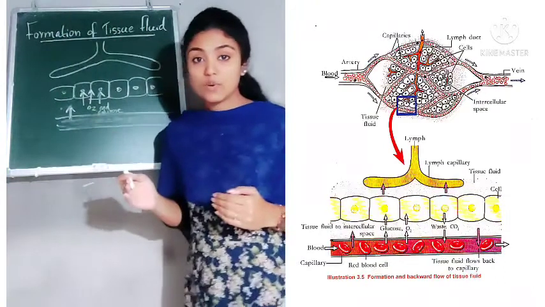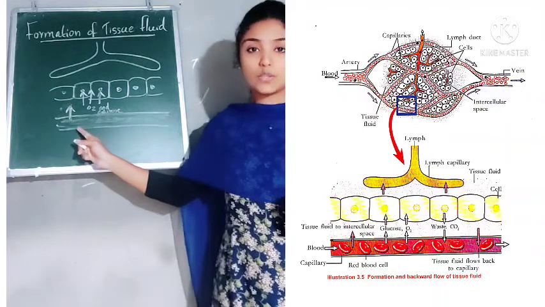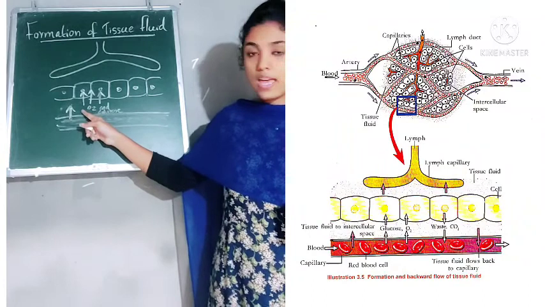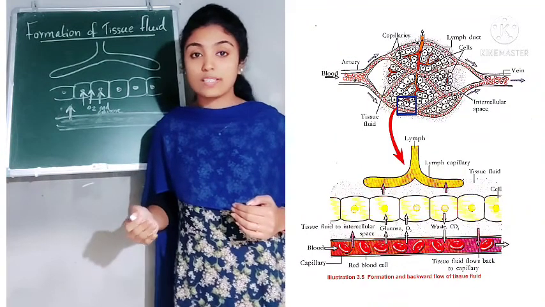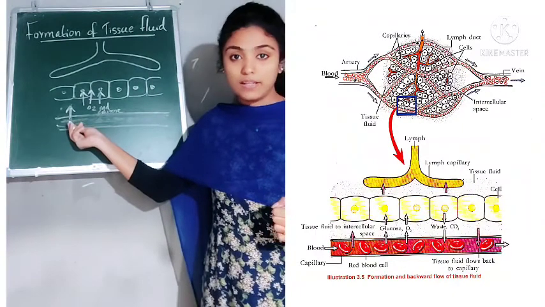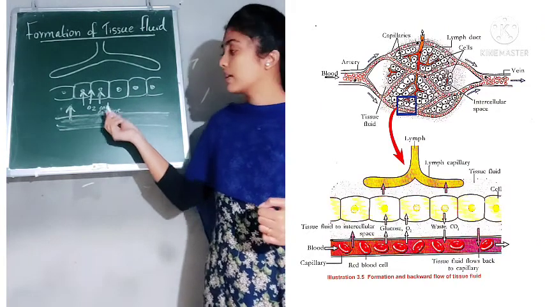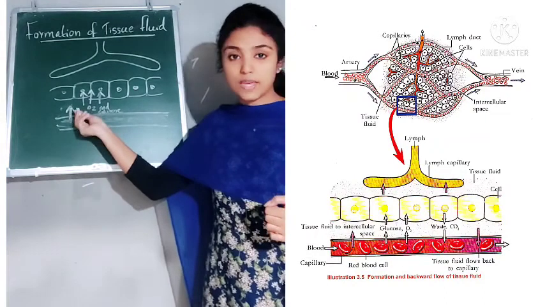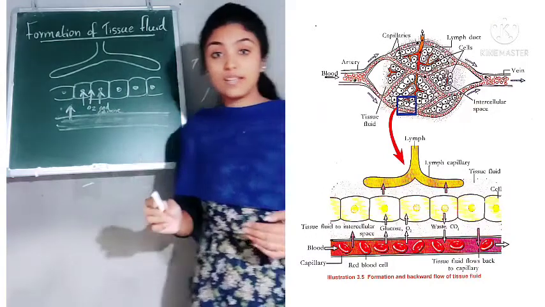So let us say it once more. When blood flows through the capillaries, the fluid part of the blood oozes out into the intercellular space, and this fluid which is present now in the intercellular space is known as tissue fluid. So when the fluid oozes out from the blood, along with this fluid, oxygen and glucose also reach the intercellular space, and from the intercellular space the tissue fluid enters into cells along with oxygen and glucose.